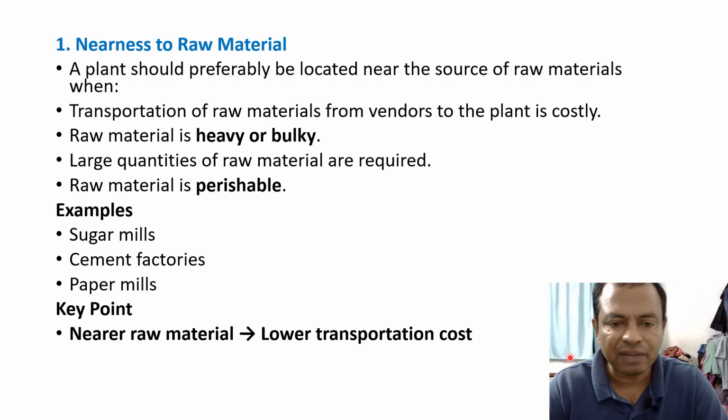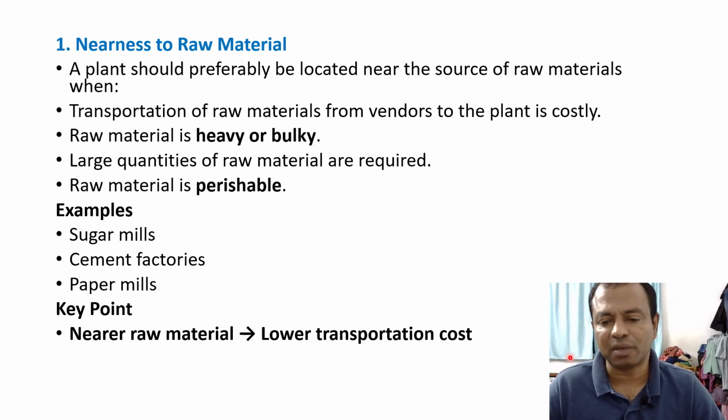So if the raw materials are very near, what is the advantage? Transportation of raw materials from vendors to the plant will be cheap. Sometimes raw materials may be heavy or bulky. Then it is better to start or locate our plant near the raw material available place. And sometimes large quantities of raw materials are required for our industry. Then it is better to place our factory near the raw material available place.